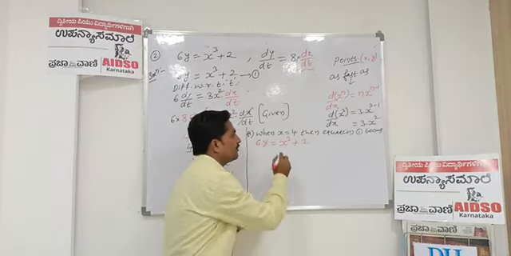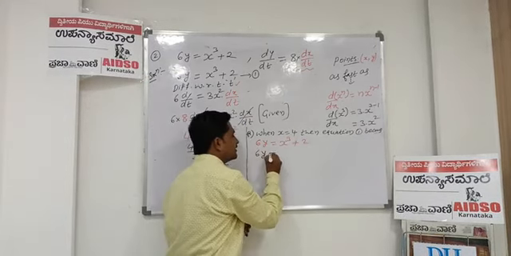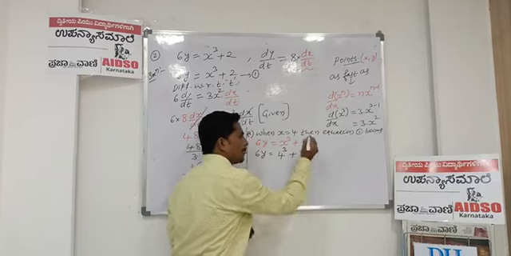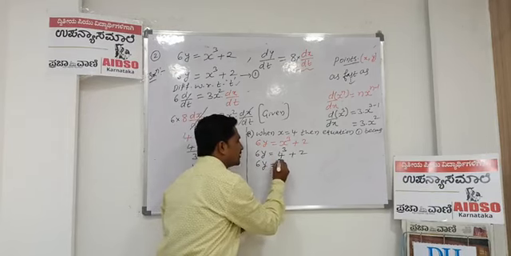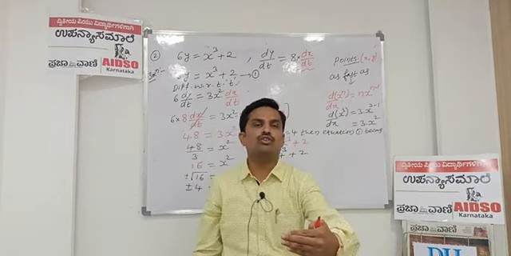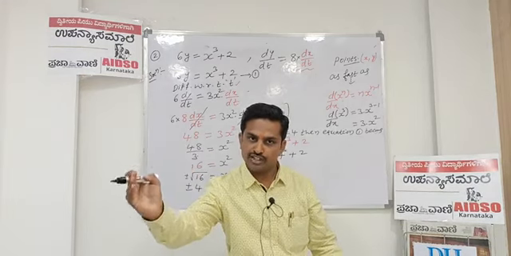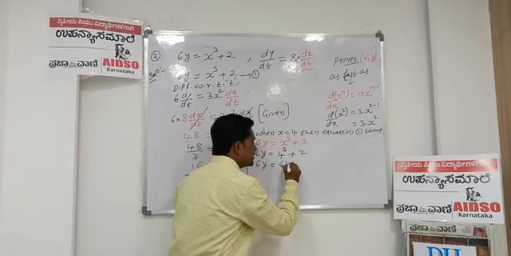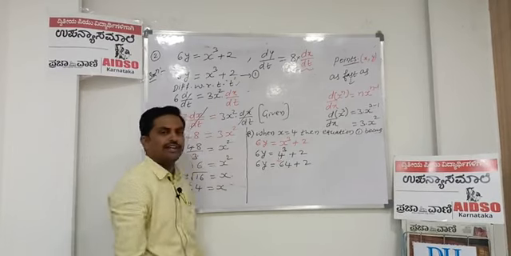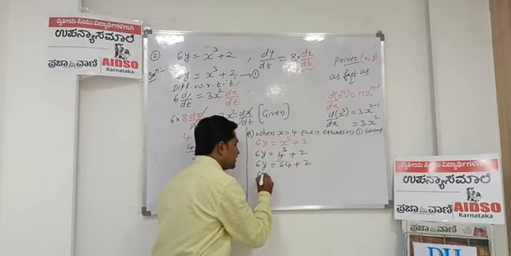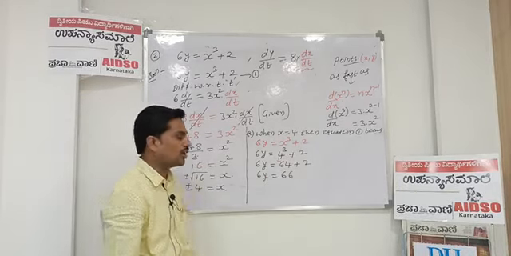So now in place of x, what do we need to substitute? 4. Therefore 6y is equal to 4 cube plus 2. In place of x we have substituted 4. Then 6y is equal to 4 cube. 4 cube means the 4 should be multiplied 3 times: 4 into 4, 4 4s are 16, 16 4s are 64. So it will be 64 plus 2. Then 6y is equal to 64 plus 2 is equal to 66 on RHS.